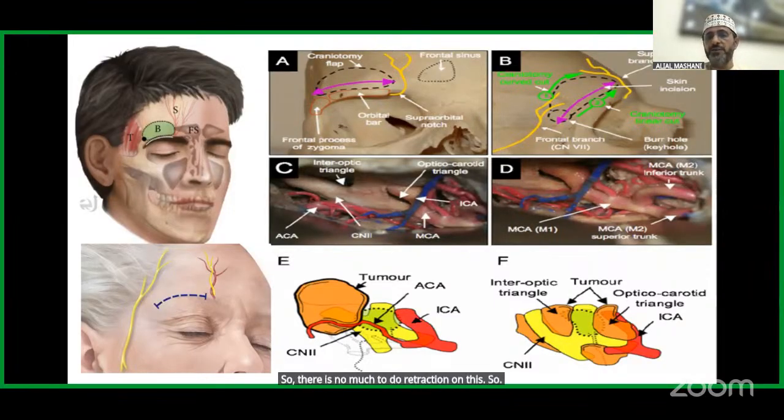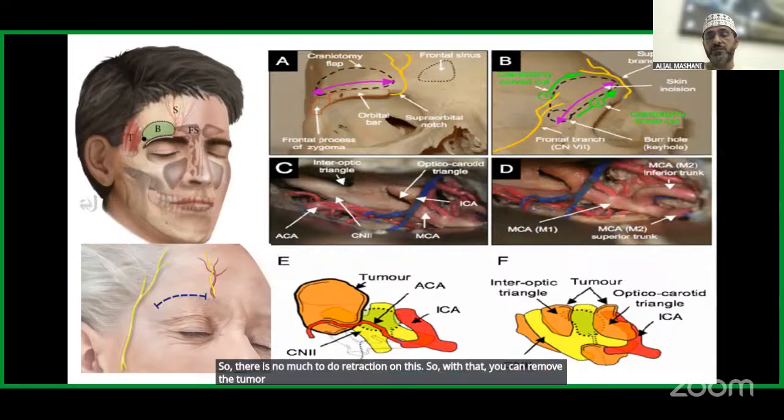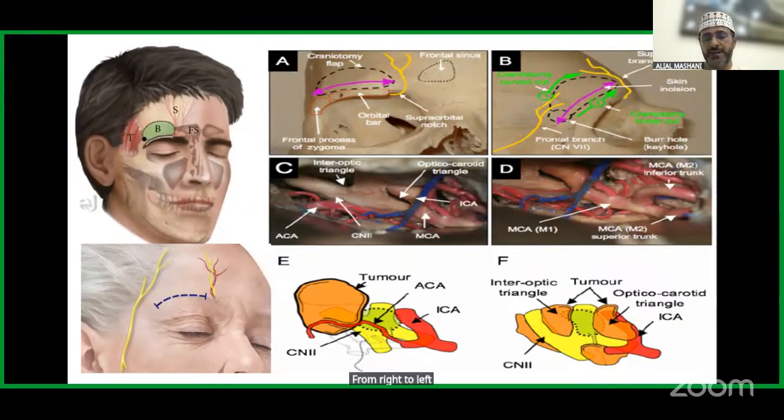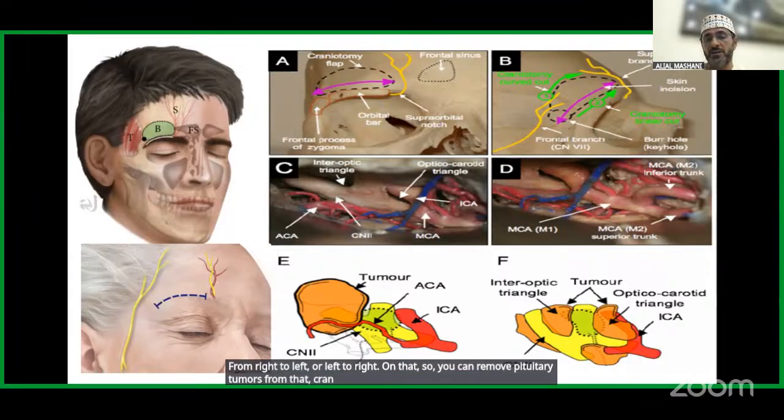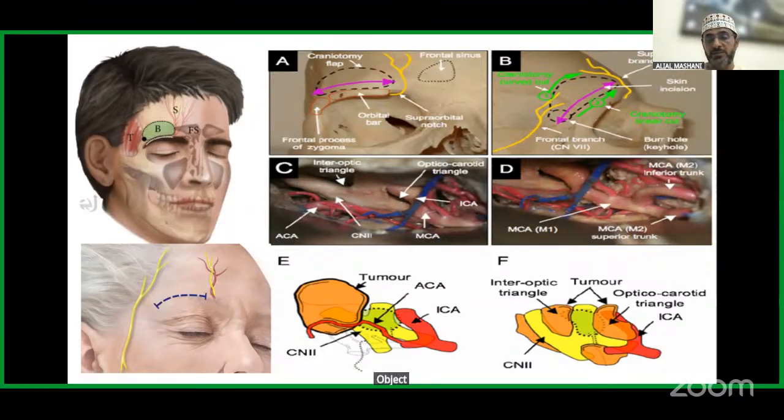So with that, you can remove tumors in the front fossa, middle fossa, and you can even go from right to left or left to right. You can remove pituitary tumors, craniopharyngioma, and optic chiasmatic tumors with this approach in a very safe way. Next slide, please.